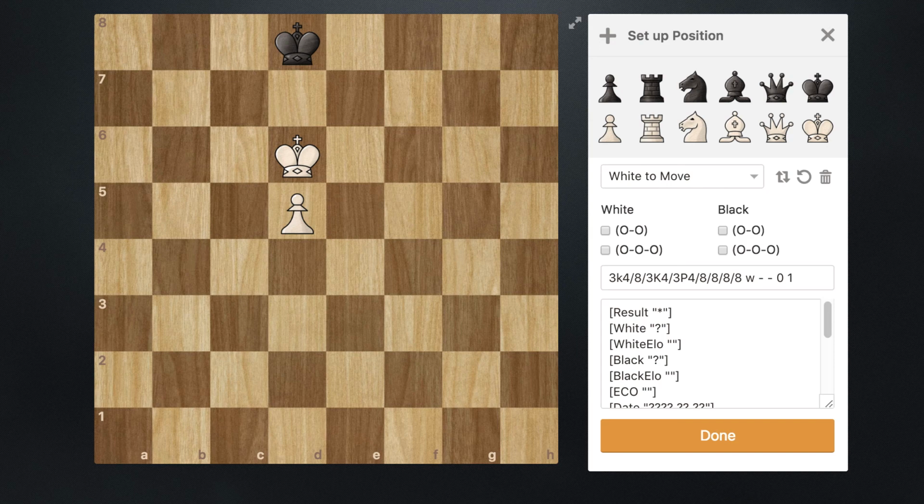So again, that is the basics of direct opposition. Like I said, in chess there are many different forms of opposition. They can get a little bit more complex, but we'll talk about those in future videos.